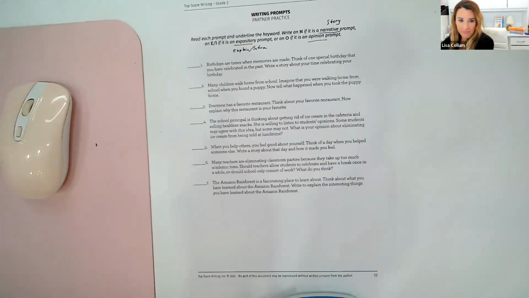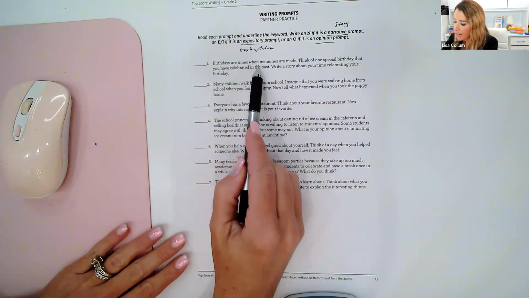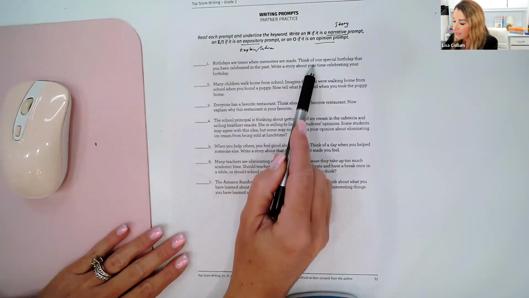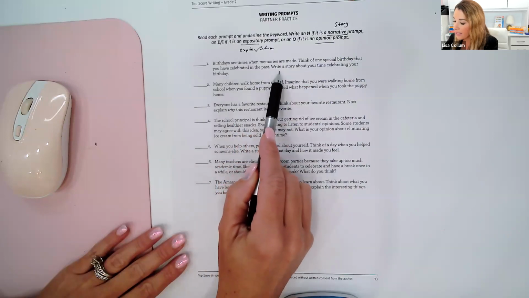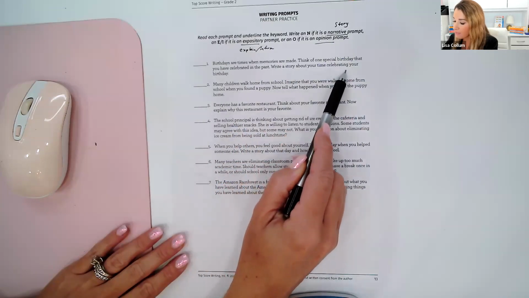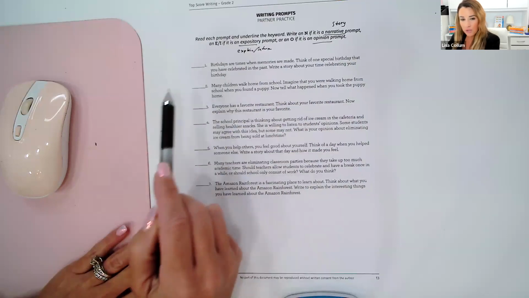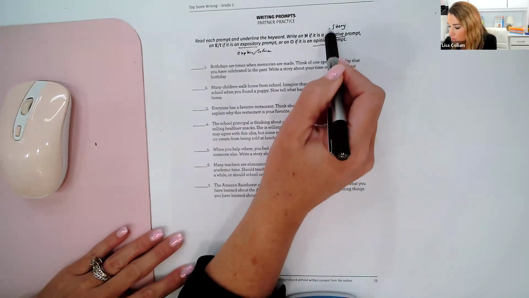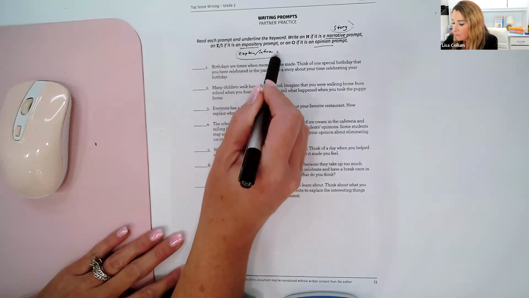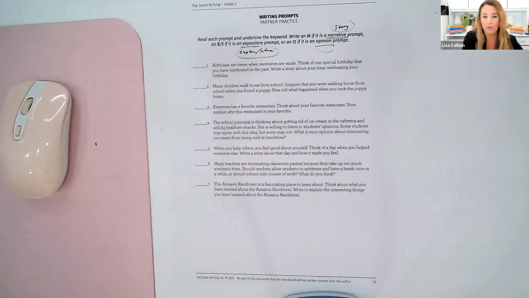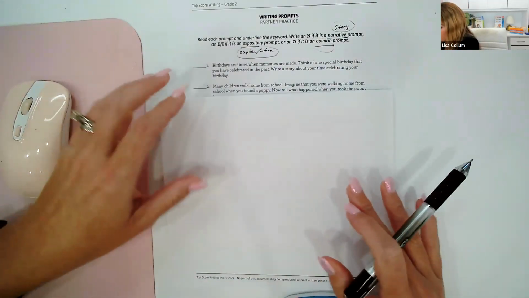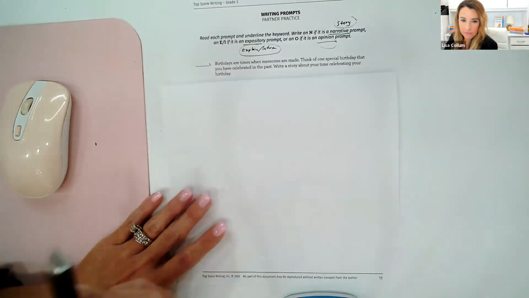I'm going to zoom in a little bit. It says, birthdays are times when memories are made. Think of one special birthday that you have celebrated in the past. Write a story about your time celebrating your birthday. Do you guys see the word story or explain or inform or opinion in that prompt? Take a look real quick and see if you see one of those words. I'm going to put a paper here so we're just looking there.